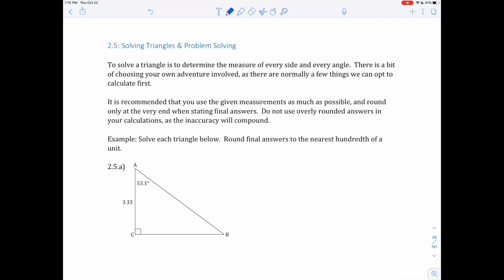I should never try to do that in one breath. Let's just start by solving triangles instead. Okay, and then maybe we can do some problem solving after. Huh, we have great ideas.